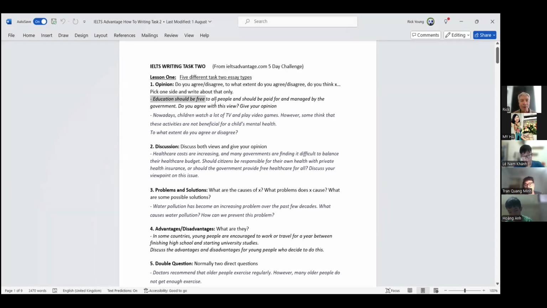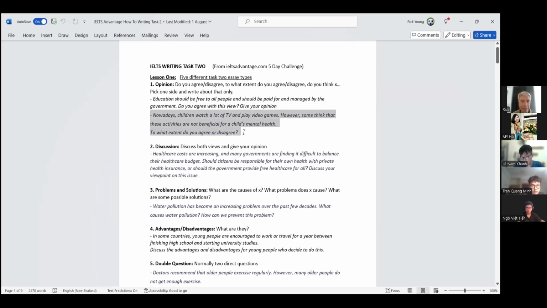So here are a couple of sample questions. Beatian, can you read the first question, please? The first question is, education should be free to all people and should be paid for and managed by the government. Do you agree with this view? Give your opinion. Okay, good. So obviously you can see this is an opinion essay because it asks you to give your opinion. Other ones are not quite so clear, but they will have something about agree or disagree in them.